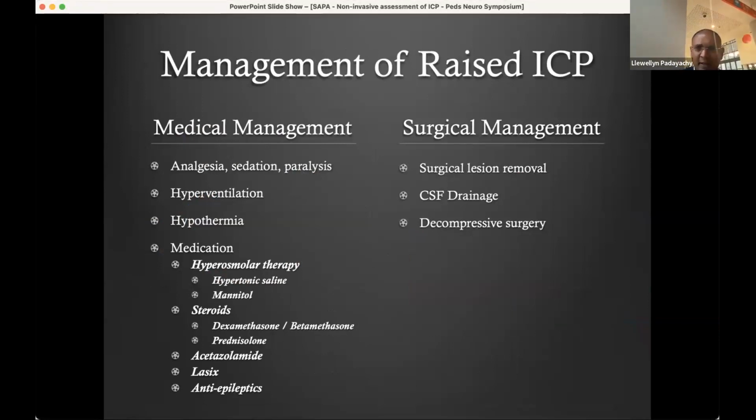So medical and surgical management, for us, if there's a lesion, you want to remove it, CSF drainage, decompressive surgery. So you either decrease the volume within the skull or you expand the skull to create more space.